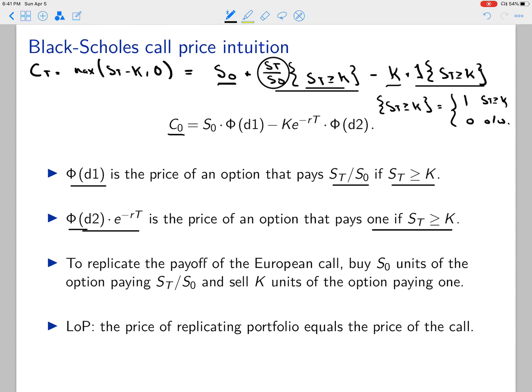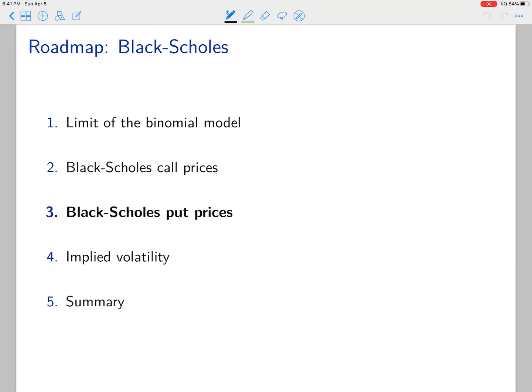The replicating portfolio is just long S0 units of this first option, and short K units of the second option. And so to get the price of the call, you just take the price of the replicating portfolio, which is S0 times phi of D1 minus K times phi of D2, times e to the negative RT. It's just a simple application of the law of one price. It's just pricing these options, which Black-Scholes is good at. So that wraps up the second part of lecture 14.